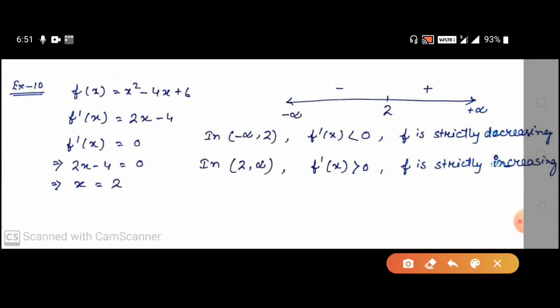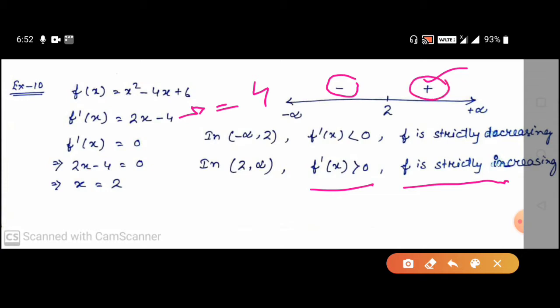Now if we check for this interval, we can take, suppose, 4. If we put 4 here, then it will become plus 4. So it is greater than 0. So f is strictly increasing. Here I have given a negative sign because of decreasing, and here I have given a positive sign because of increasing. So for this we can choose any number from a particular interval and we can put it in place of x in this f'(x), and we can check whether it is increasing or decreasing.